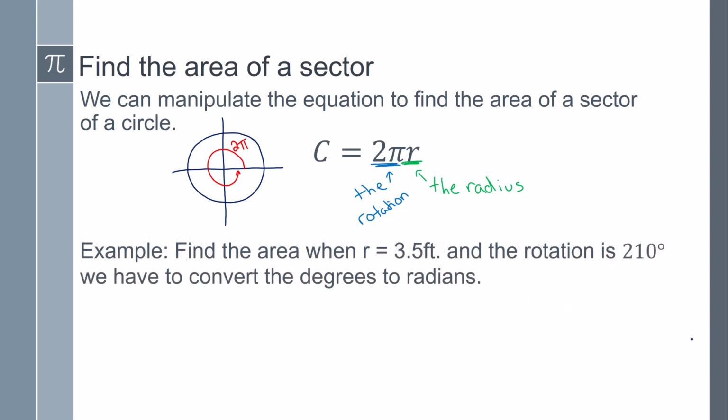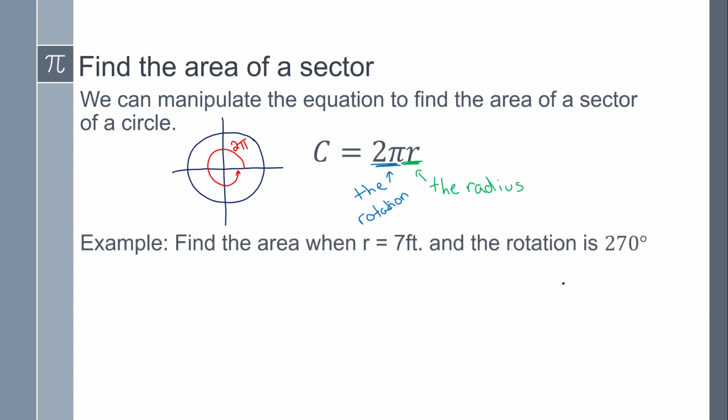Same idea here, except now it's in degrees. So how much out of 360 times pi r squared? Enter that in your calculator.